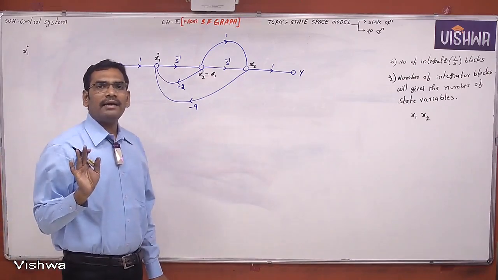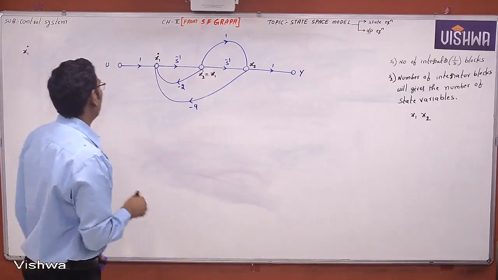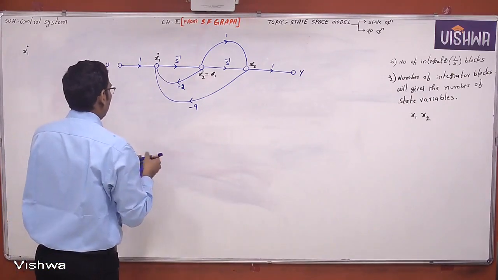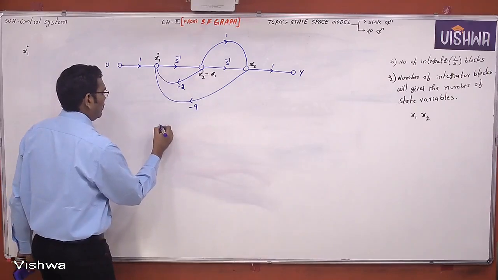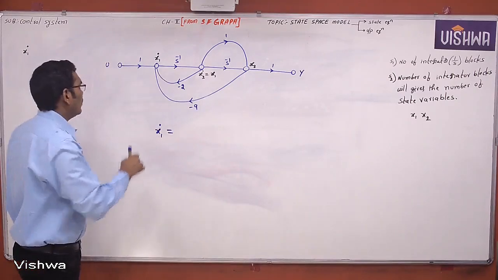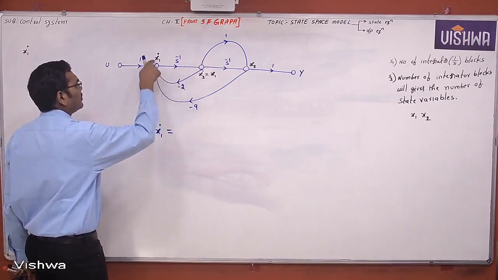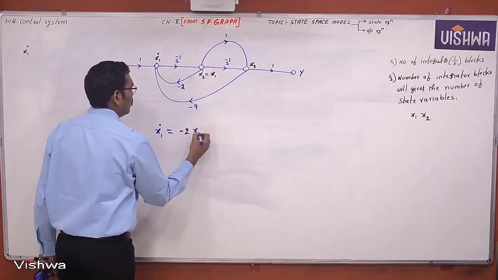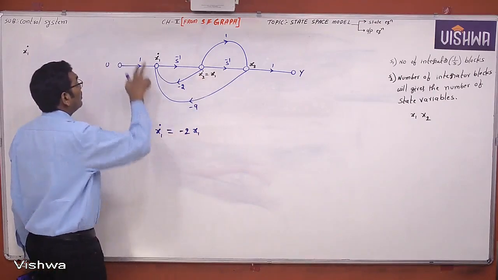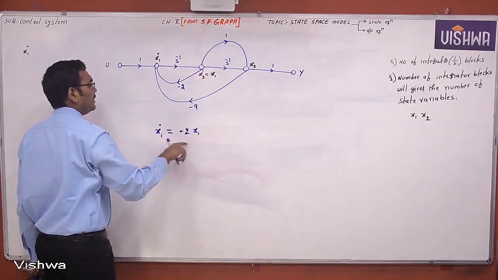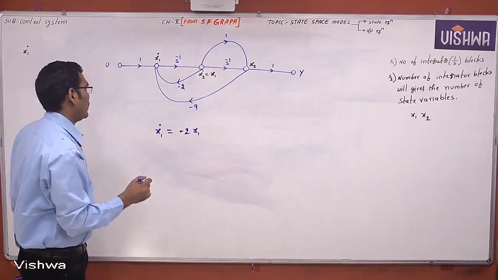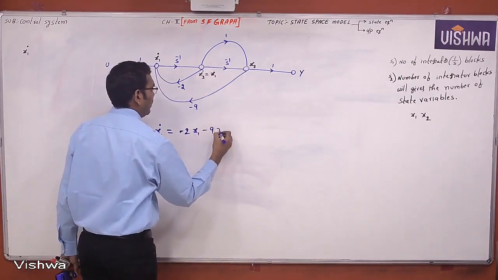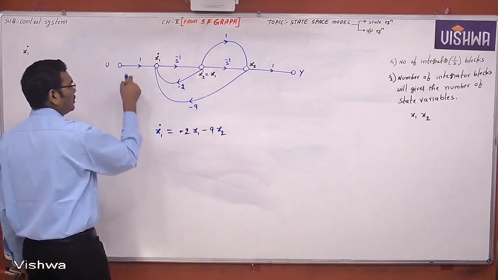Take all the incoming branches towards that particular node. I want the x1 dot equation. What is the x1 dot equation? x1 dot is nothing but all the incoming branches to x1 dot. Minus 2 is coming with x1. Don't write x2 dot, is that right? Wrong, because the first derivative will be expressed only in terms of the state vector and inputs. Next, x1 dot incoming branch is minus 9 x2 and the incoming branch is u with 1.